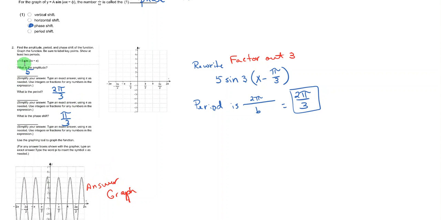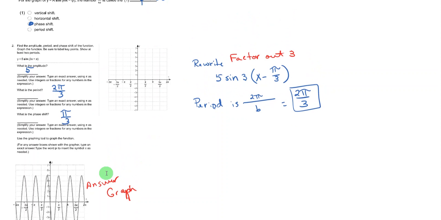So 5 sine 3x minus pi. Well, the amplitude's easy. That is 5. The period is 2 pi over b, so that's 2 pi over 3, that number 3. The phase shift, if we factor out the 3, that means we divide the 3x by 3 and the pi by 3. So now our phase shift is pi over 3.